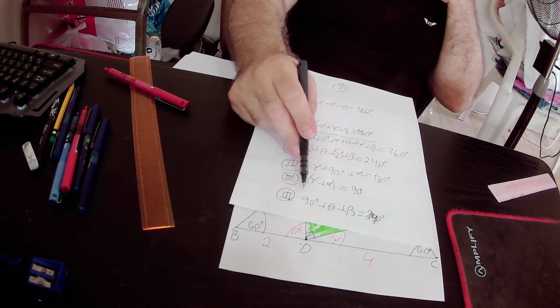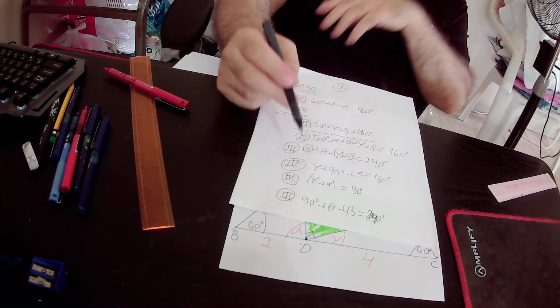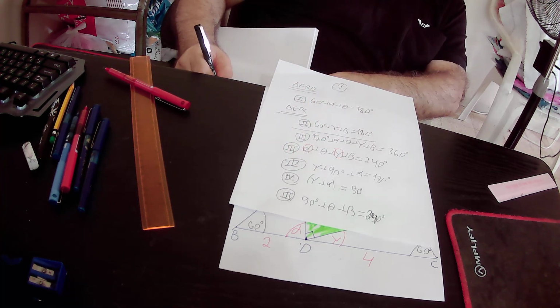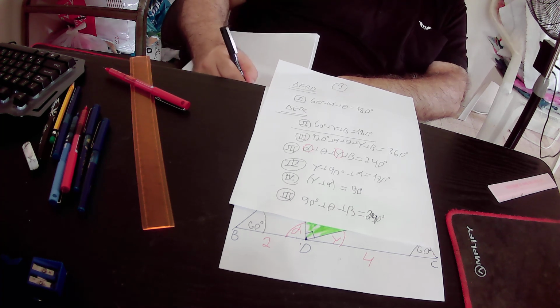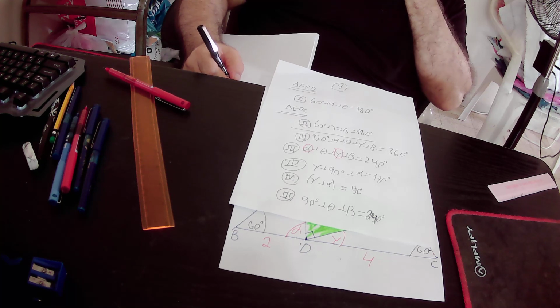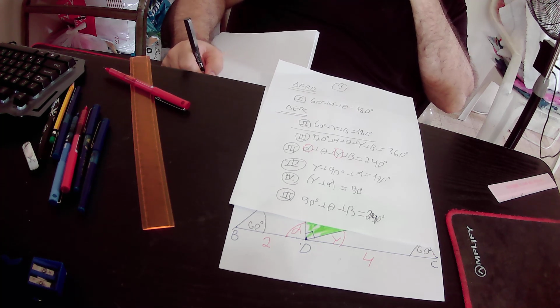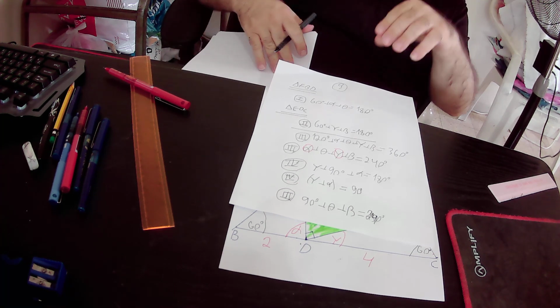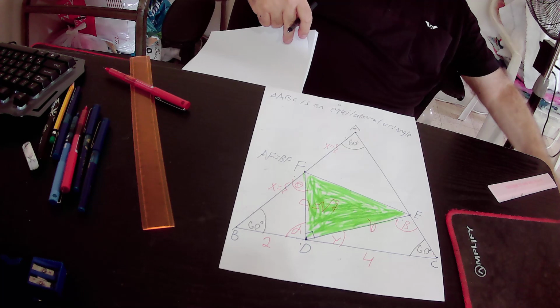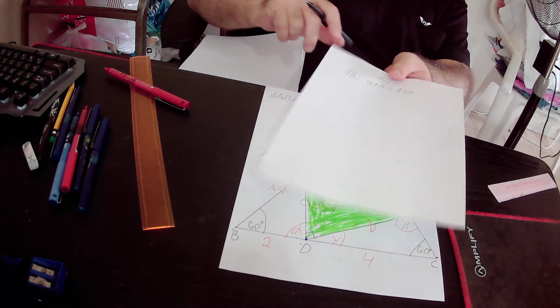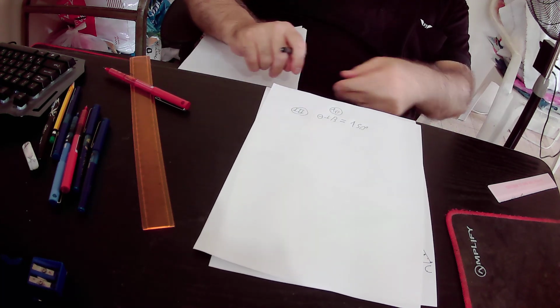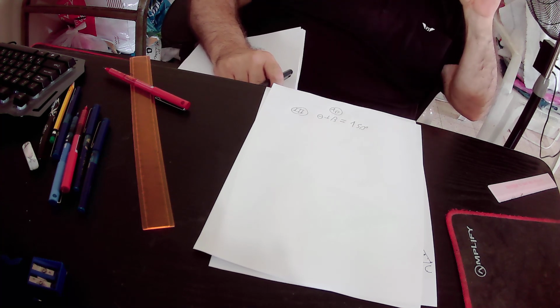Here we will subtract 90 degrees from equation number 3, and we will get that theta plus beta equals 150 degrees. Okay, so we got equation number 3 that states that theta plus beta equals 150 degrees.